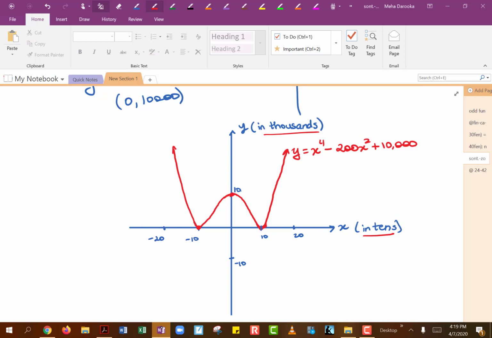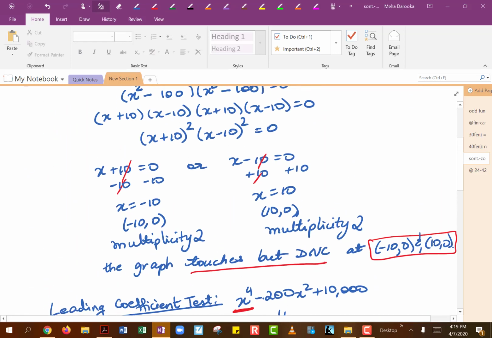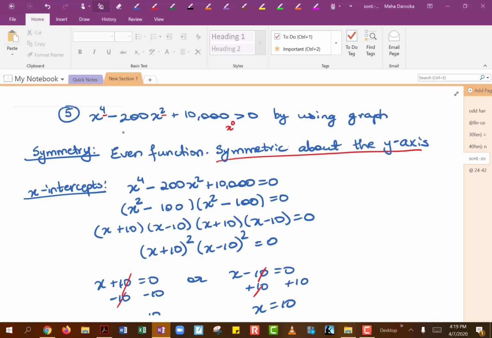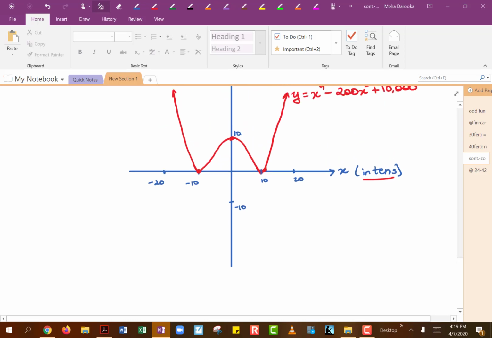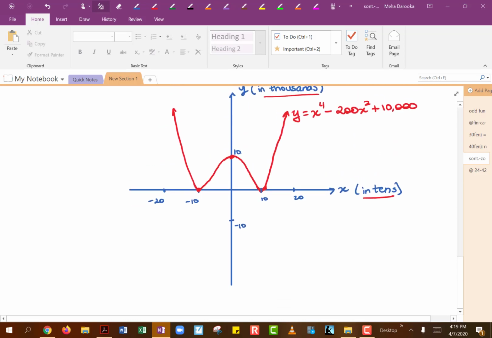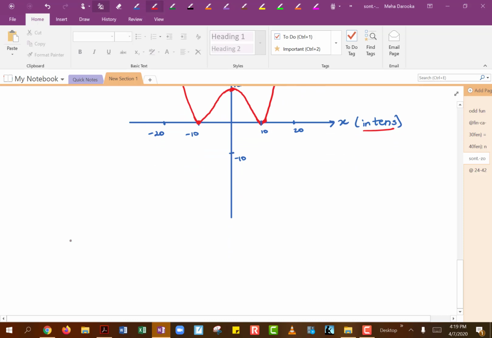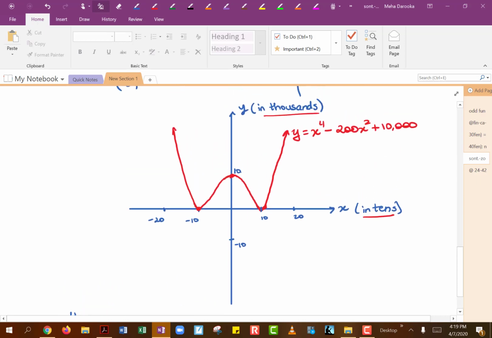We are actually trying to find the solution for our inequality, which is basically when is this function going to be greater than 0. So let's come back down, look at the graph, and then solve our inequality. So our inequality is x to the 4th minus 200x squared plus 10,000 greater than 0. So basically we are saying, where is our function going to be greater than 0?